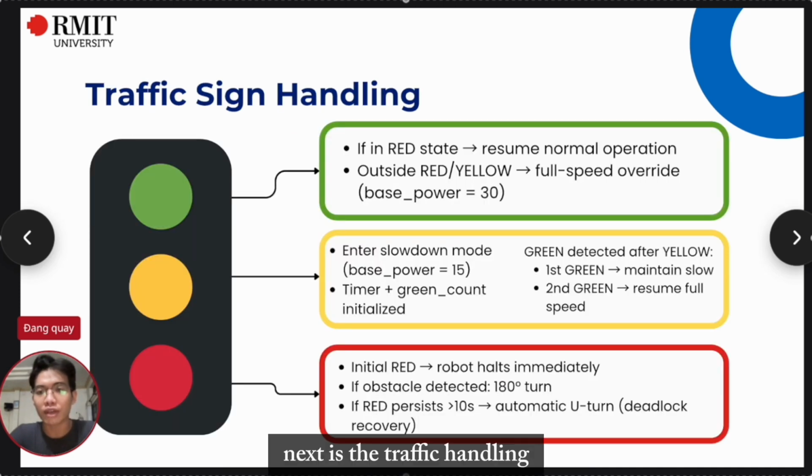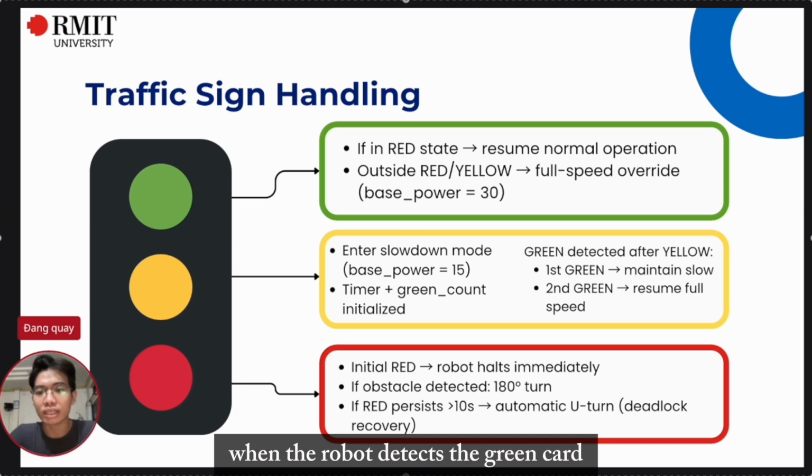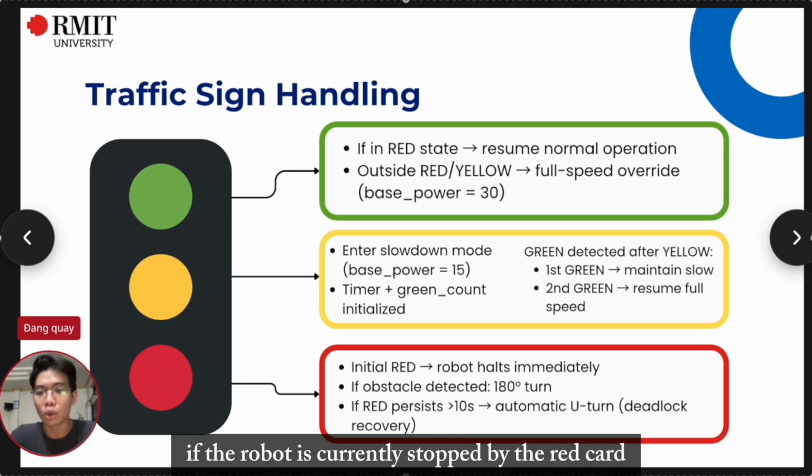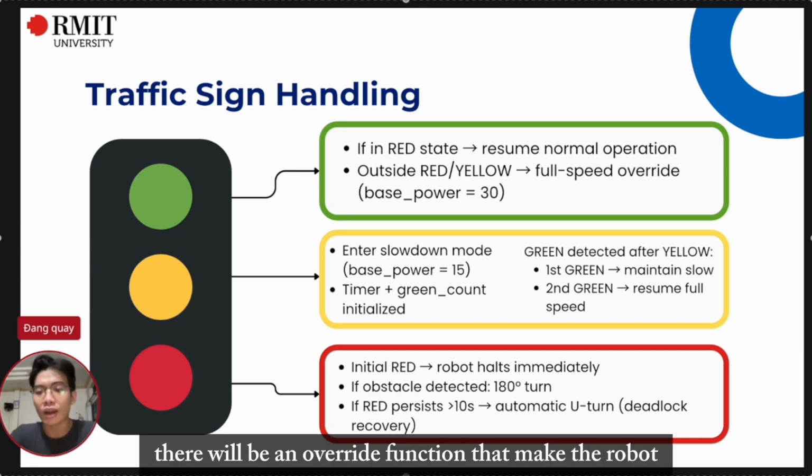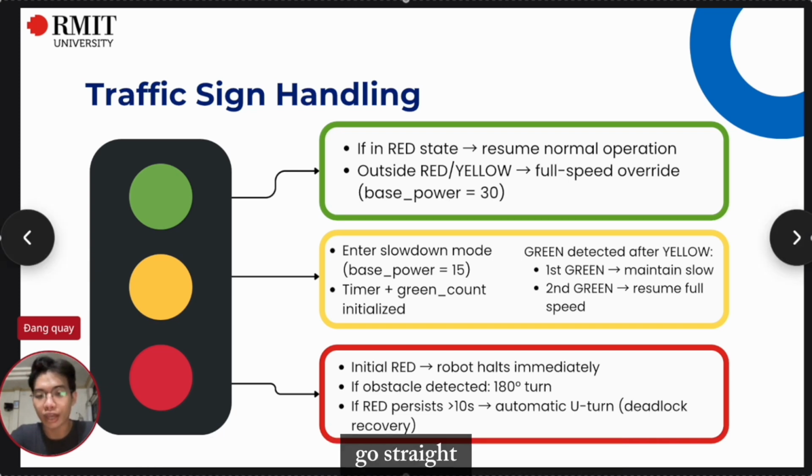Next is the traffic handling. When the robot detects the green card, it will resume normal operation if the robot is currently stopped by the red card. If the robot was not affected by the red or yellow card before, there will be an override function that makes the robot go straight.